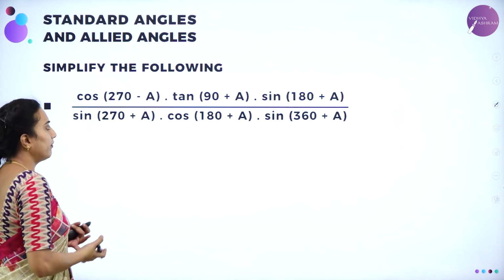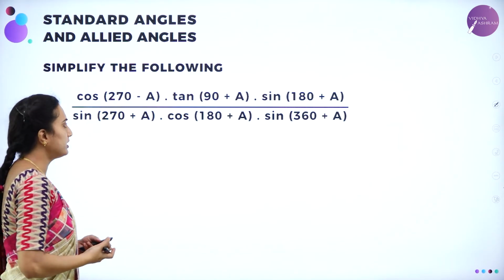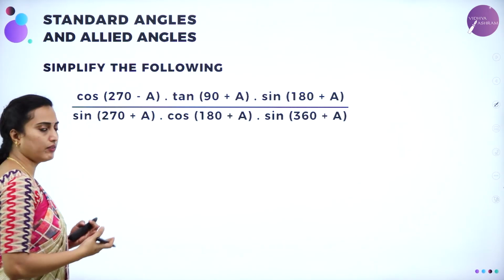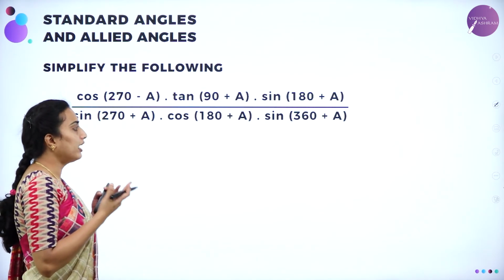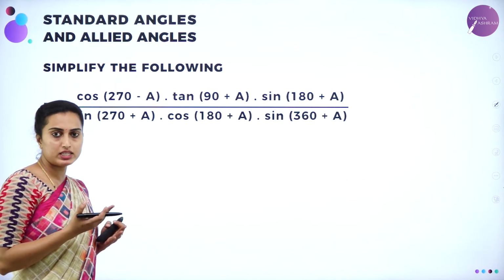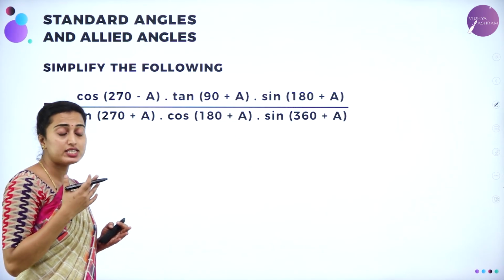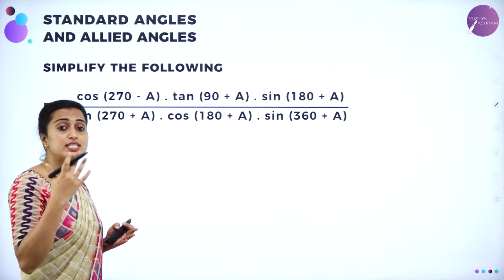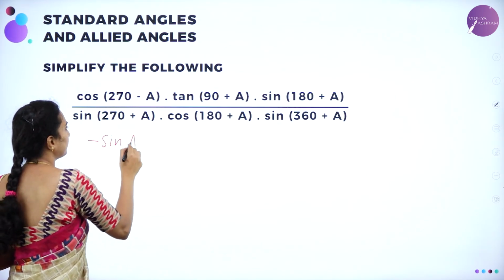Simplify cos of 270 minus a into tan 90 plus a sin 180 plus a divided by sin of 270 plus a into cos 180 plus a into sin 360 plus a. Therefore, here cos of 270 minus a will fall in the third quadrant. In 270, cos will be changing as sin. In third quadrant, cos is negative. So, which will become minus sin a.